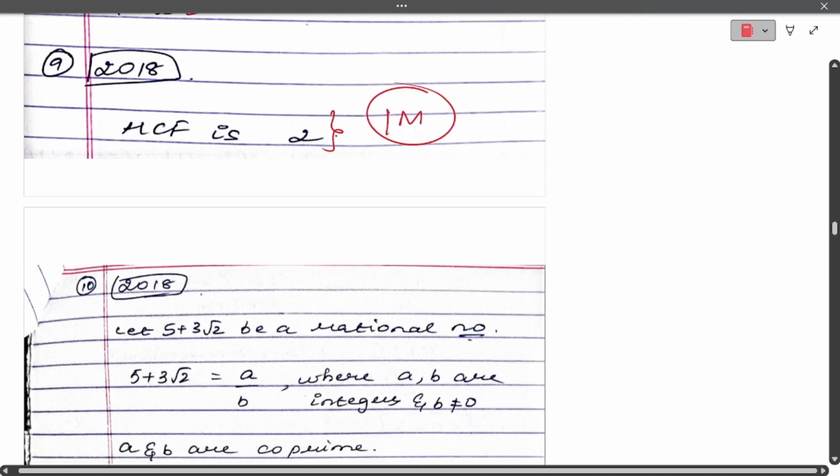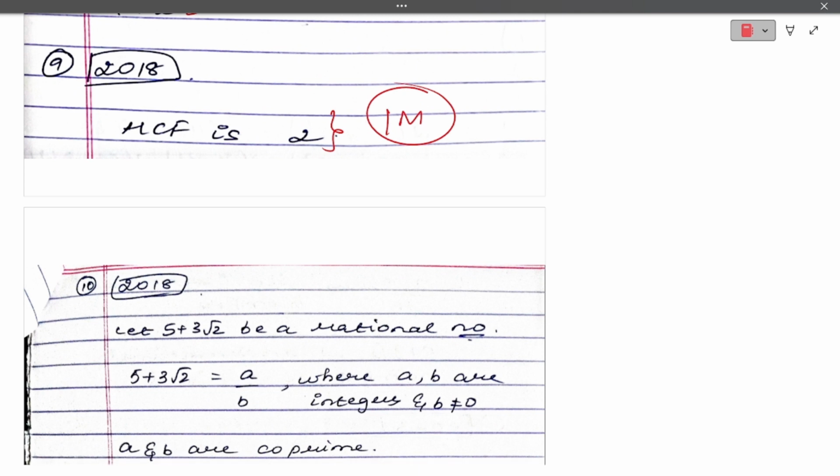Then we have question number 10, which is a 2 marker. Question number 10 and question number 15 both resemble each other. These types of questions we have solved in the class. I will be explaining question number 10; you can solve question number 15 with a similar method. Question number 10 was asked in the 2018 paper.